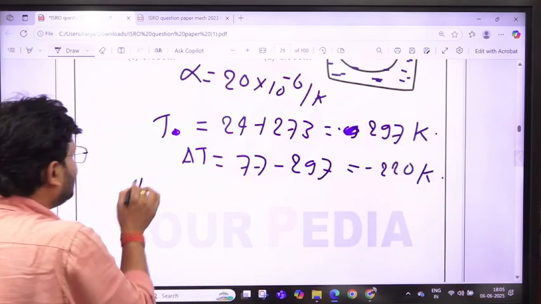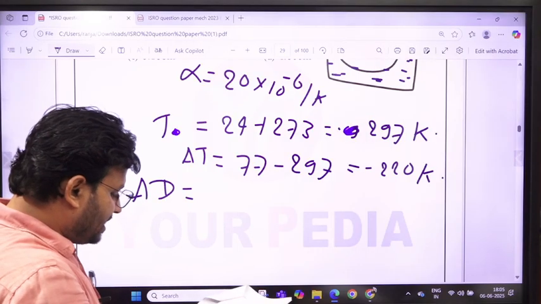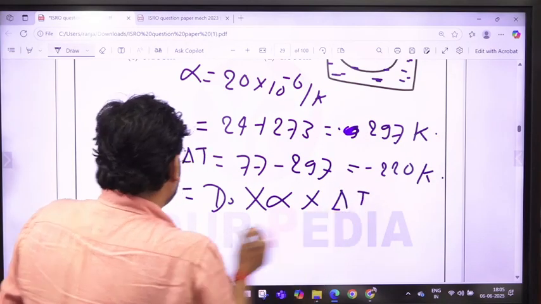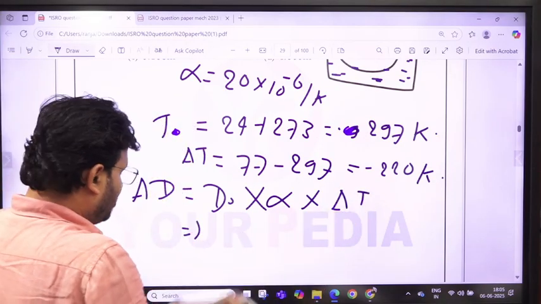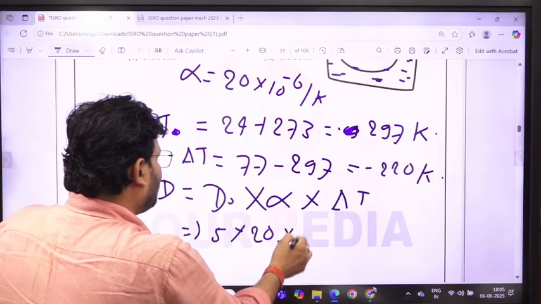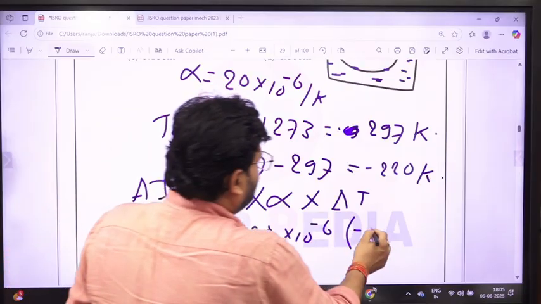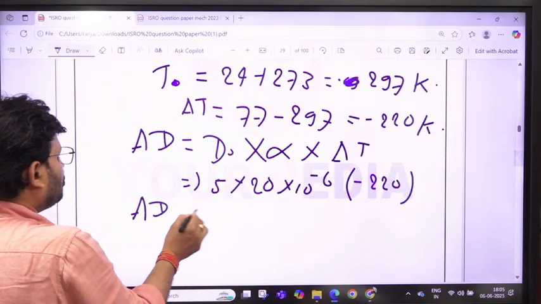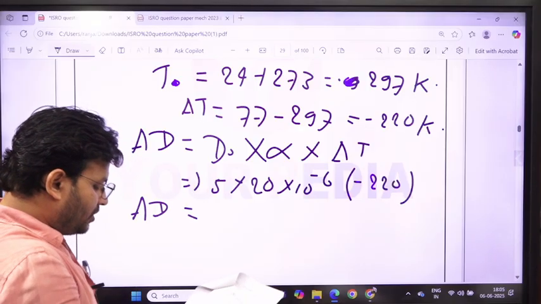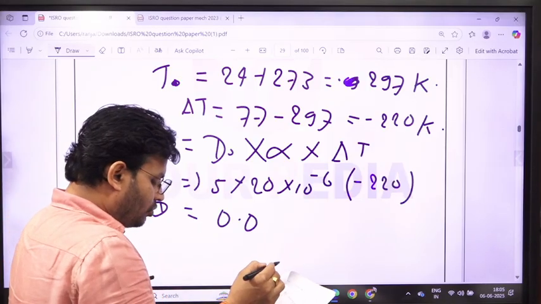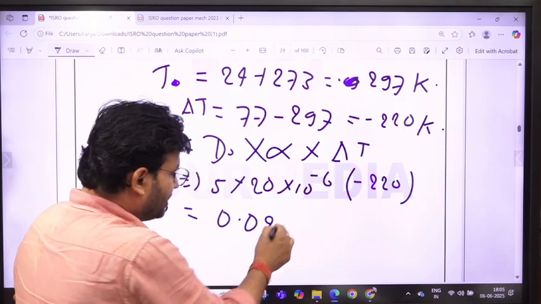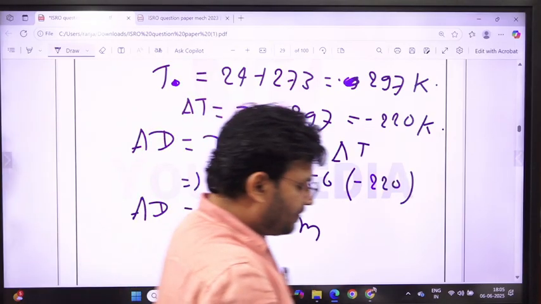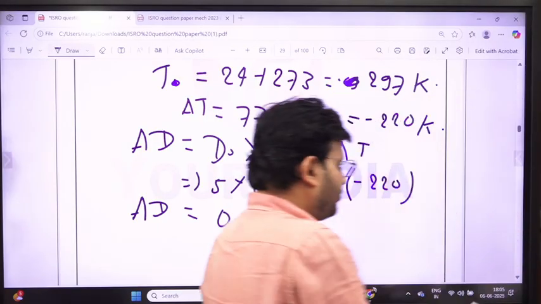Why have I used that? Because I know the change in diameter is given by D naught into alpha into change in temperature. So D naught is 5, into 20 into 10 to the power minus 6, into minus 220. It is going to contract, not expand, because the temperature decreases. So by solving that, the change in diameter comes out to be 0.022 meter. Now what will be the final diameter? The final diameter is what you have to calculate.